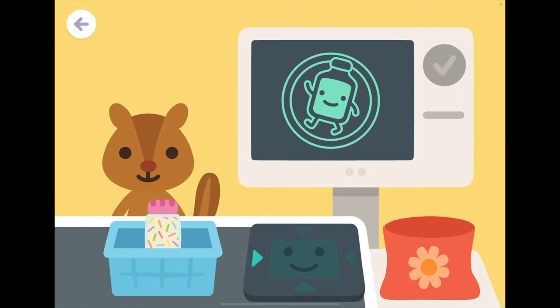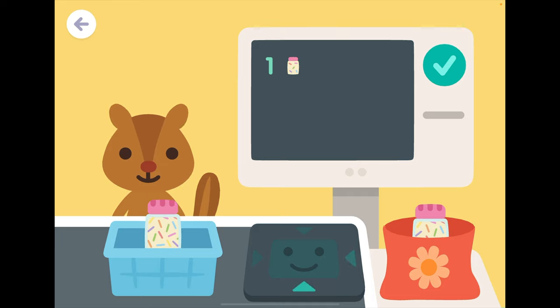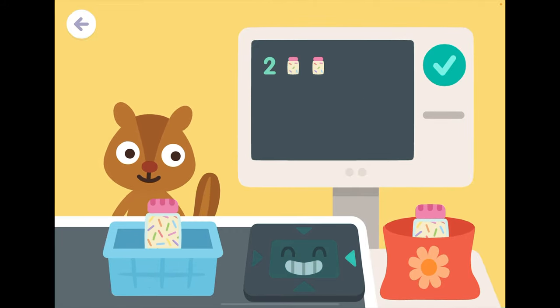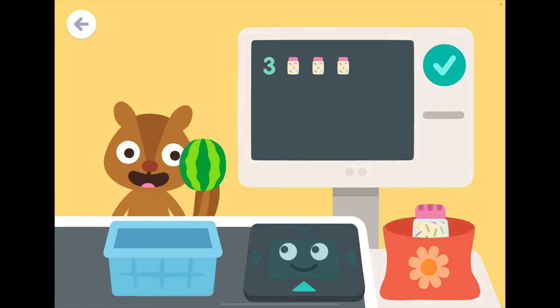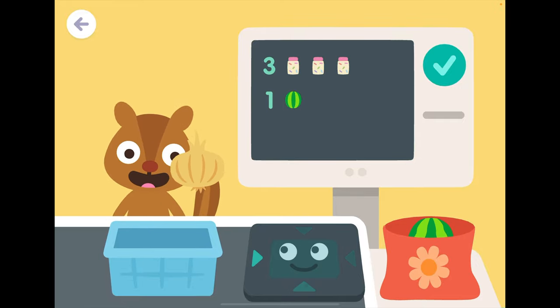Okay, Mr. Squirrel wants to check out. Let's see what food he has. There's one jar of sprinkles. I don't know what that is. Okay, but one jar. There's two. This makes three. Ooh, there's a watermelon. There's an onion.